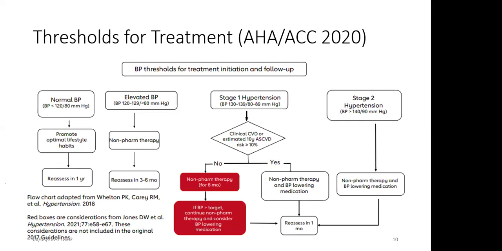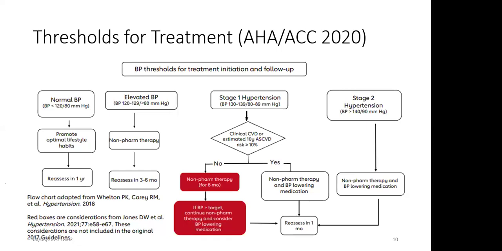Now, if our patient has stage 1 hypertension and their 10-year atherosclerotic cardiovascular disease risk is more than 10%, then we are going to do our non-pharmacological therapy, and also we're going to initiate drugs for this patient. Then we have to assess this patient every month.